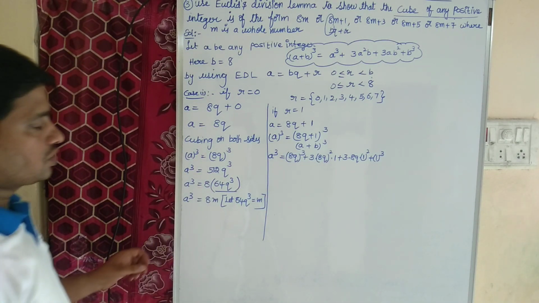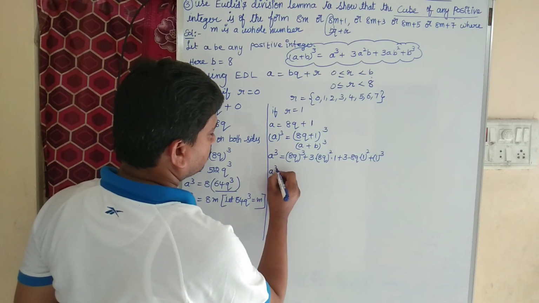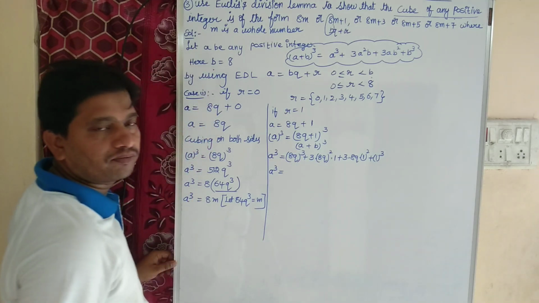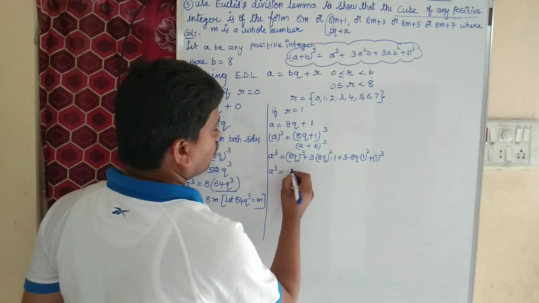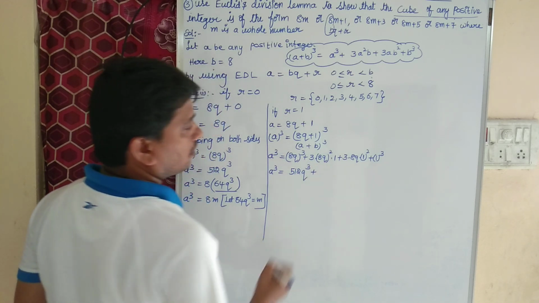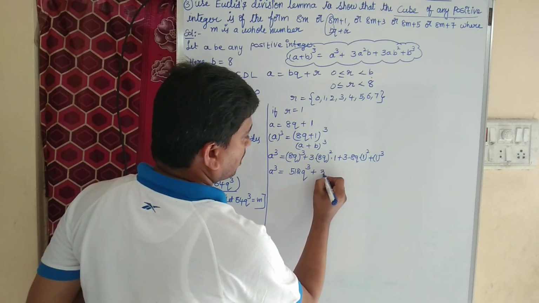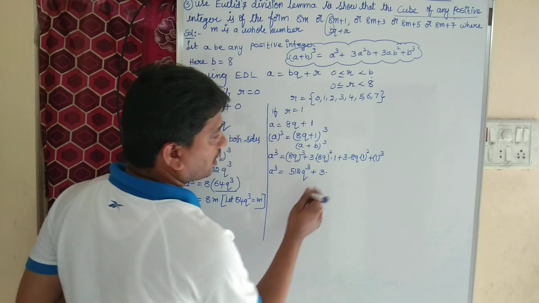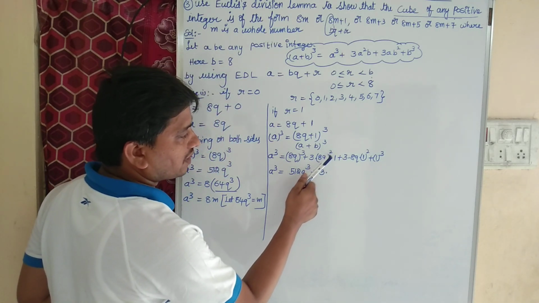Right, children? So a cube equal to (8q) whole cube. (8q) whole cube means 8 cube q cube, that is nothing but 512 q cube, plus 3 into (8q) whole square. Square belongs to 8 as well as to q.